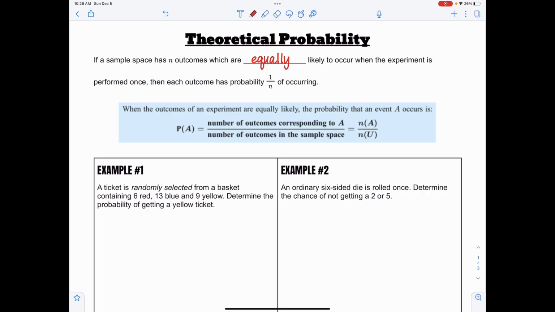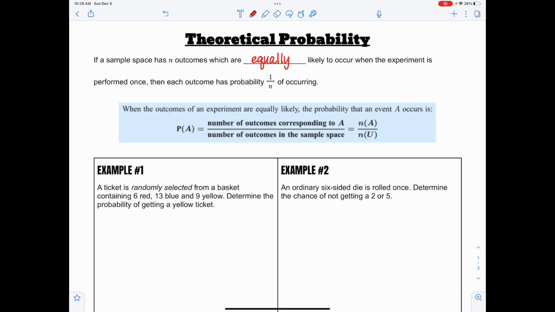So, when the outcomes of an experiment are equally likely, the probability that event A is going to occur is going to be denoted by the number of times that event A happens divided by the total number of outcomes that could possibly happen in the universal set.